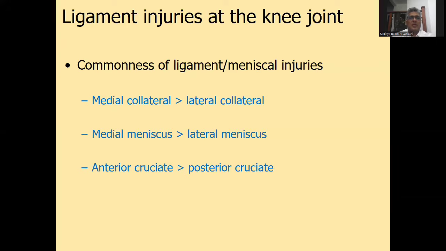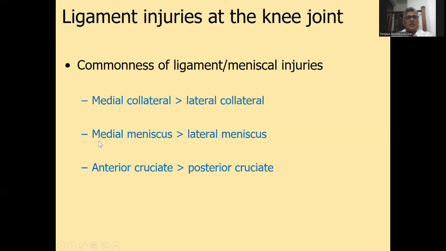Then this commonness of ligament or meniscal injuries: medial collateral ligament injuries are more common than lateral collateral ligament injuries. Okay, so medial one is tibial, lateral one is fibular collateral ligament. So medial one is more prone to get damaged than the lateral one. Then the medial meniscus injuries are more common than lateral meniscal injuries. Anterior cruciate ligament injuries are more common than posterior cruciate ligament injuries. We already discussed this one, because the posterior cruciate is thicker, less oblique, and shorter. So it's less prone to damage.